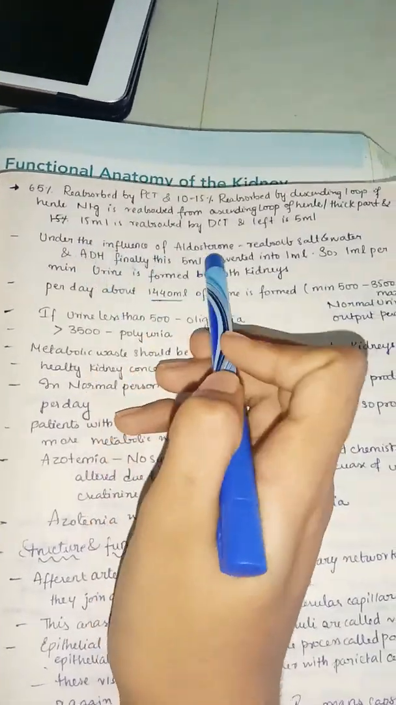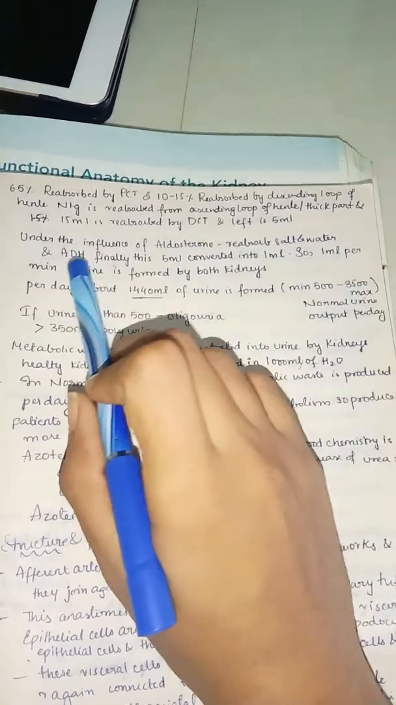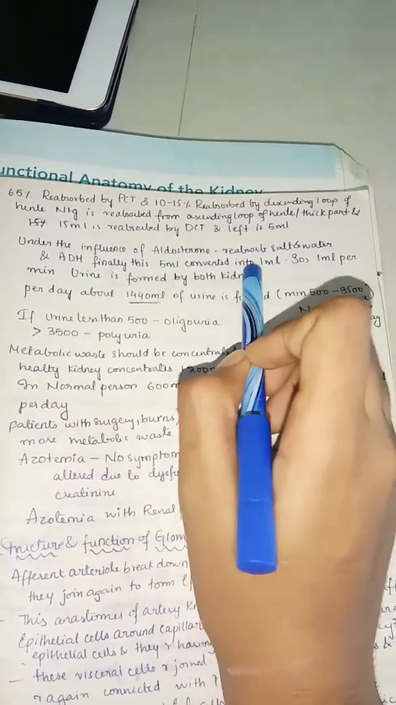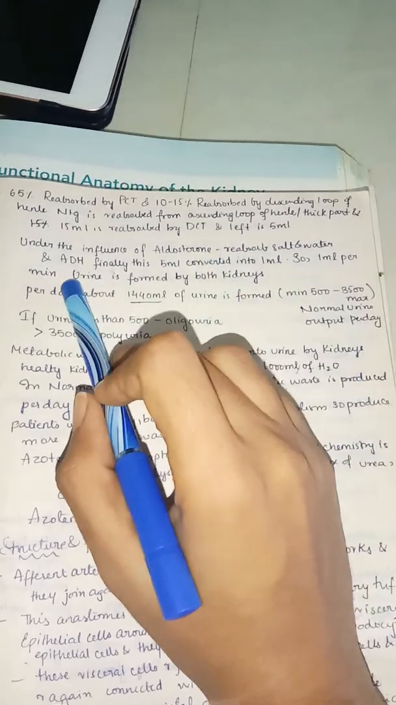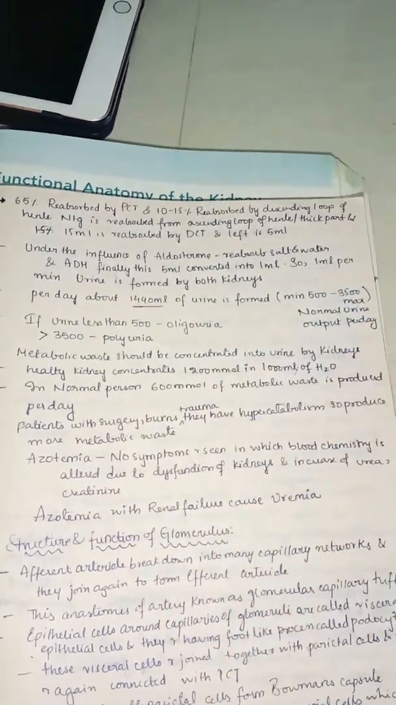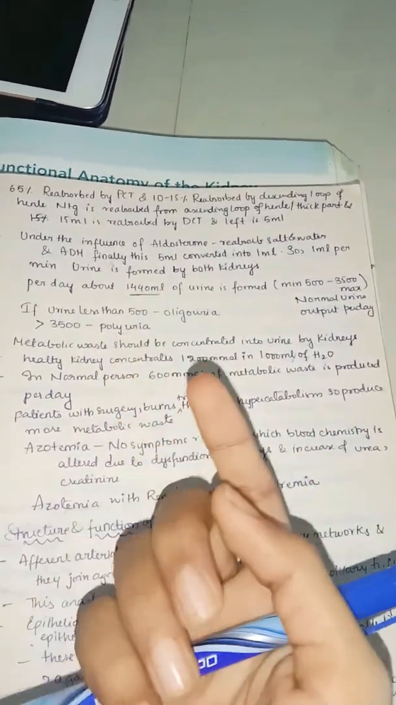So you can see, under the influence of aldosterone, which reabsorbs salt and water, and ADH finally, this 5 ml is converted into 1 ml. So 1 ml per minute of urine is formed by both kidneys. So remember, both kidneys only form 1 ml per minute.